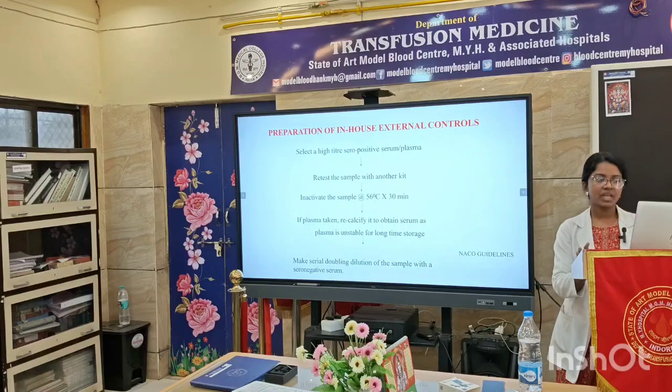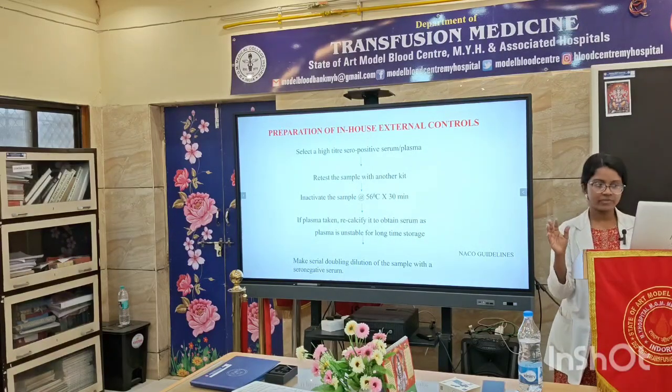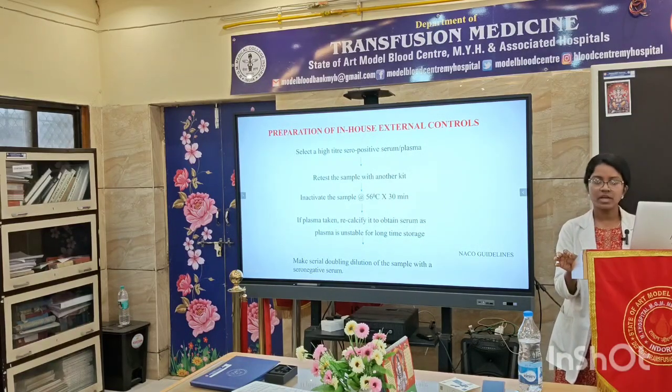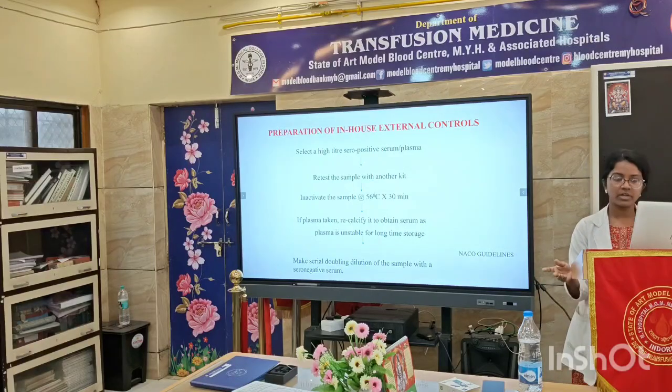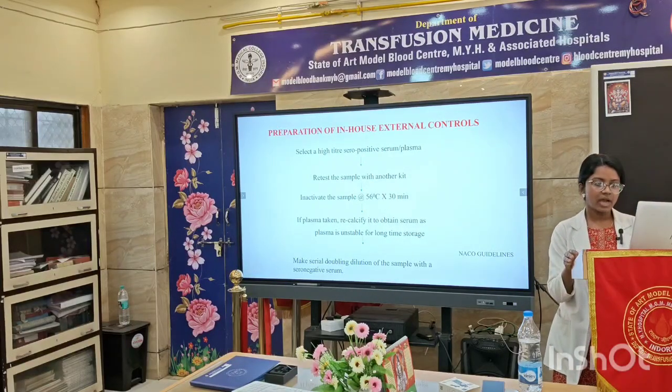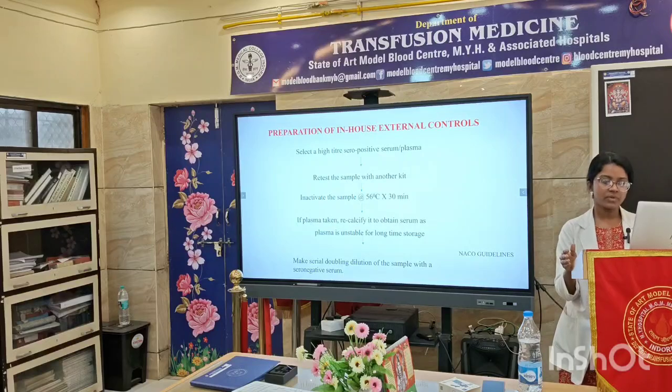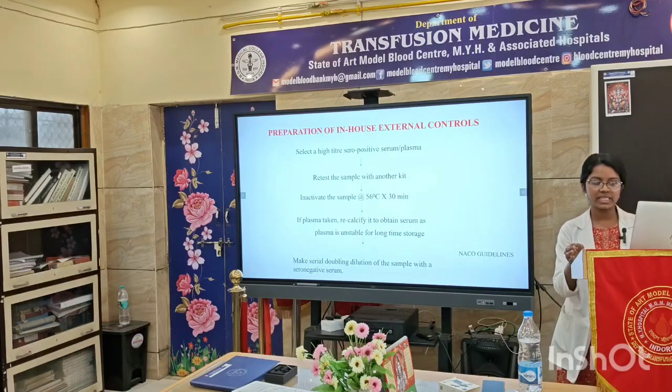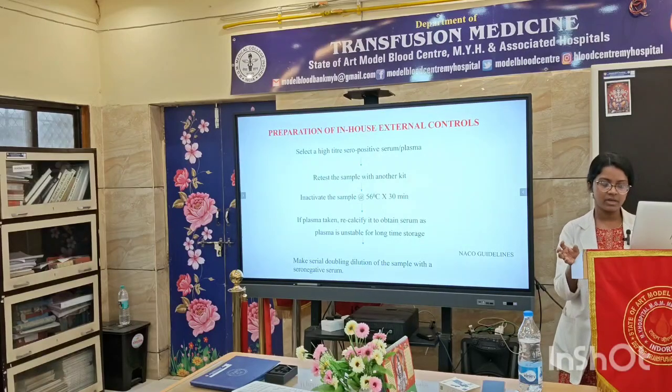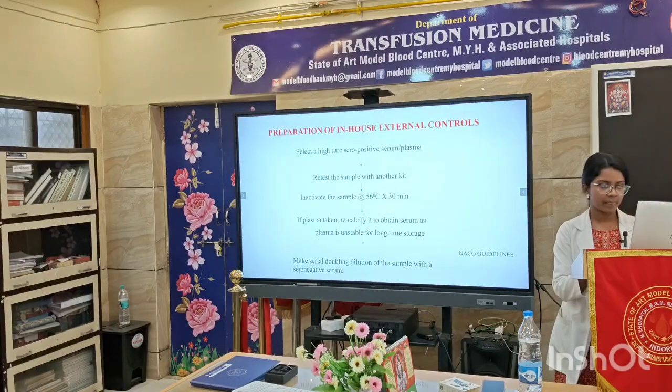We are going to take a high titer seropositive serum or plasma. We are going to retest it with another kit, just confirming whether it is positive or not. Then we are going to inactivate the sample at 56 degrees Celsius for 30 minutes. If we have taken plasma, we can convert it to serum by recalcifying it, because plasma is unstable, as we know. Then we are going to make serial doubling dilution of the sample with the seronegative serum.